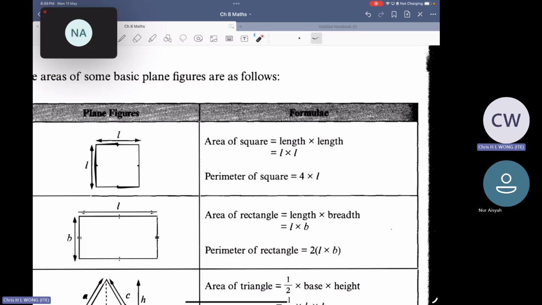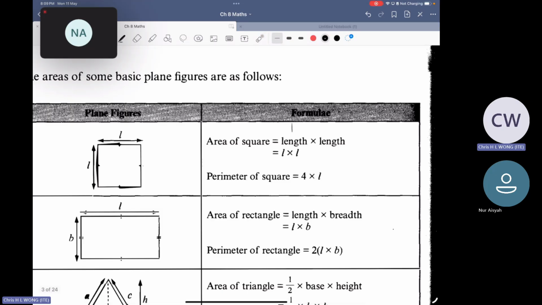So right now, the area of the square is length and breadth. It's the same as length and breadth, but for a square, the length and the breadth are the same, isn't it? That's why you use length. But the perimeter is actually L plus L plus L plus L. Yeah, 4 times L, right? I just times 4.